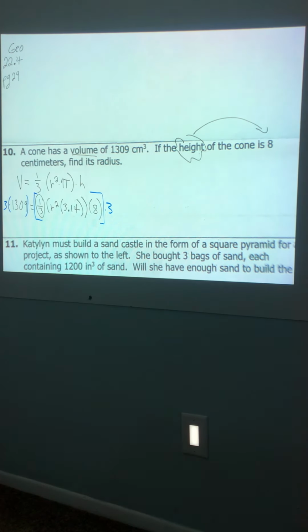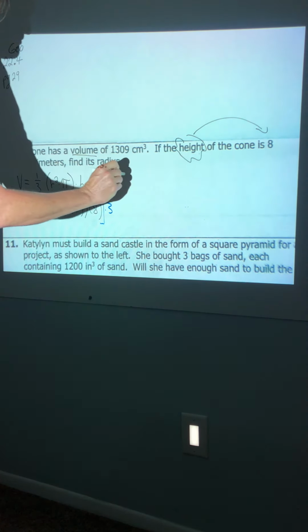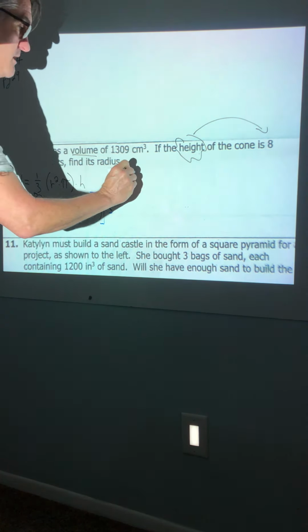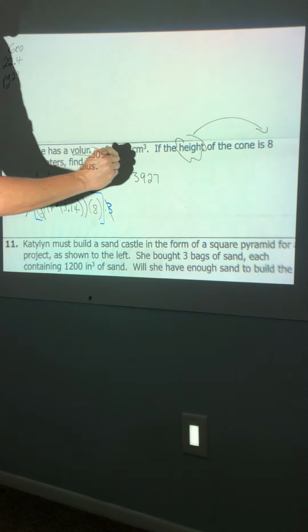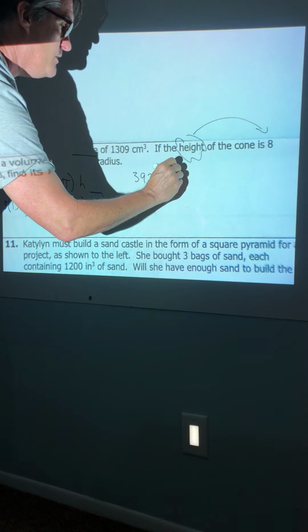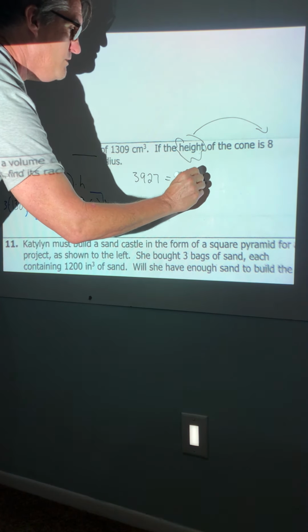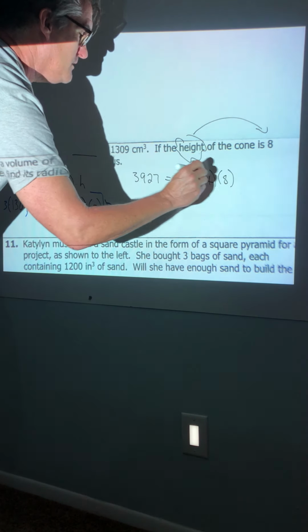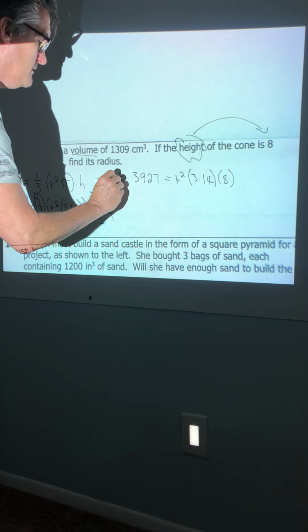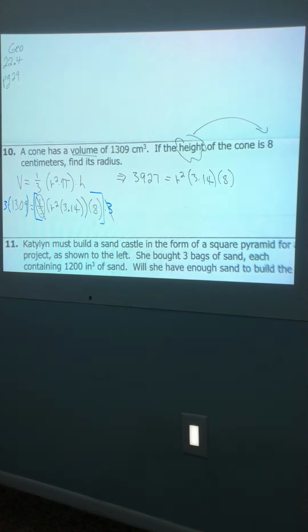Okay? And I'll write it over here. So when I multiply right here, 3927. Okay? That's this right here. The 1/3 and the blue 3 cancel, okay? And you're now left with what? Radius squared times 3.14 times the 8. Now I'm going to put an arrow here for just a second. Let's all pause, okay? I get a little hyper at times. Do you see, can you get to where that arrow is?